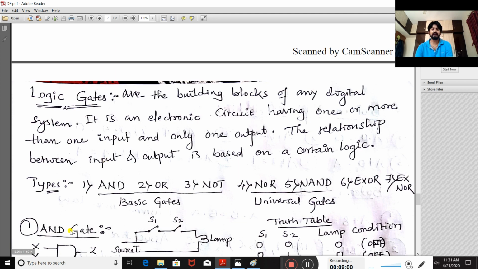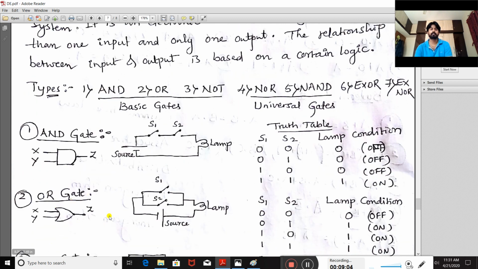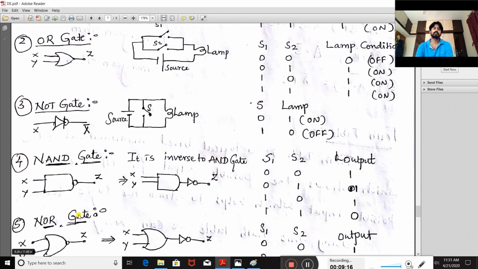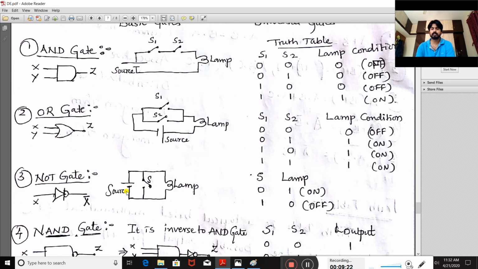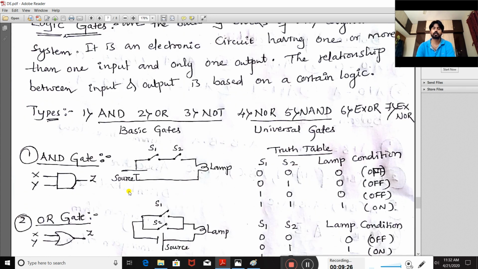The AND gate performs like a multiplication, the OR gate performs like an addition, and the NOT gate operates like a complement. Whatever input you give, you get the exact reverse output. If you know these three gates, then the other three gates can be easily derived or written. Hence, this completes the explanation of logic gates and truth tables.